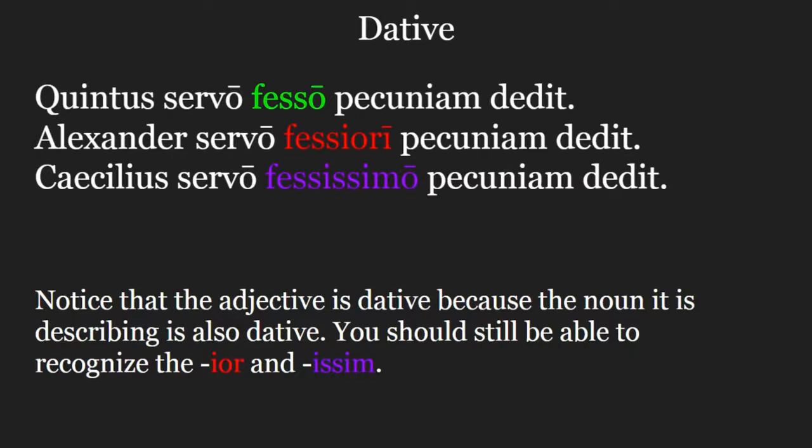Alexander servo fessiori pecuniam dedit. Alexander gave money to the more tired slave. Caecilius servo fessissimo pecuniam dedit. Caecilius gave money to the most tired slave. Again, the adjective is dative because the noun it's describing is dative. However, just like before, focus on being able to recognize the ior and the issim.